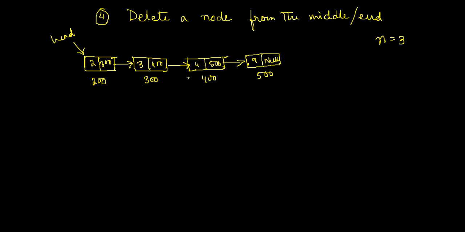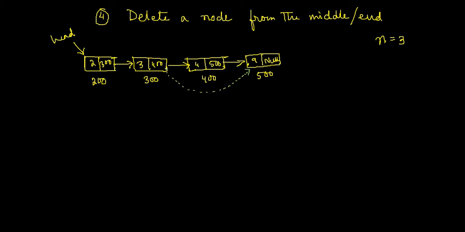Now see, if I want to delete this third node, and I assume a successful deletion, then this node doesn't exist, and somehow the second node must point to the last node. The next part of this second node must contain the address of the last node, that is 500. So to bypass this connection, somehow I have to reach this second node.